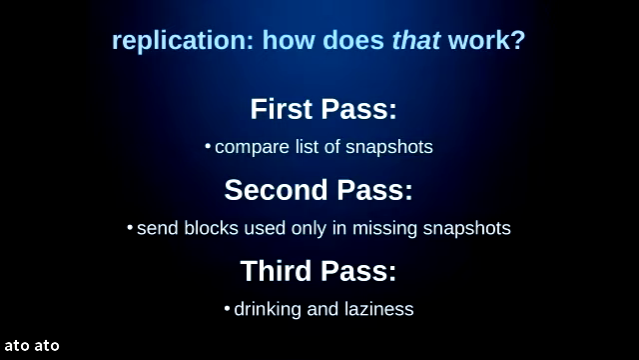That's it. There's no real multiple passes and groveling over every block of the file. You know what changed, not on a file level, on an individual block level, and you can just immediately start moving that data down the wire. Your third pass, there is no third pass. You're done at that point.